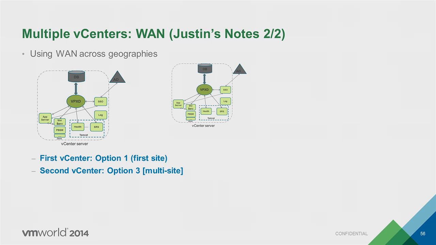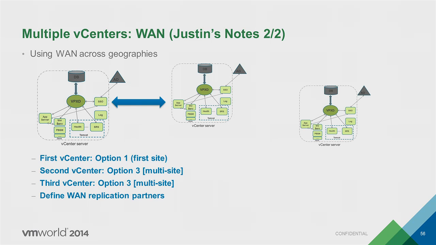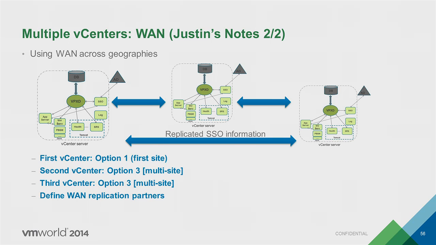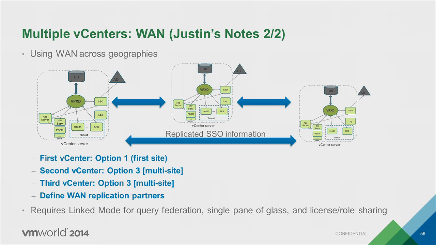The next vCenter you deploy, you choose option 3, the multi-site option. You're going across a WAN, you want less data exchanged than you would have wanted in the high availability configuration. The next vCenter that you deploy, you also put in a multi-site configuration, and for best performance, make sure to define your WAN replication partners properly. What does this give you? Very, very important. This configuration does not give you a single pane of glass, okay? It's just a multi-site configuration for SSO concerns.